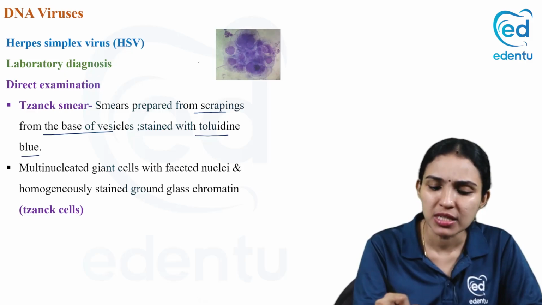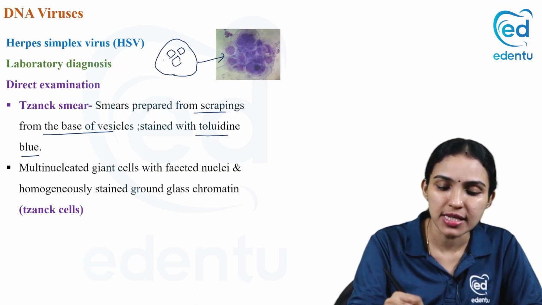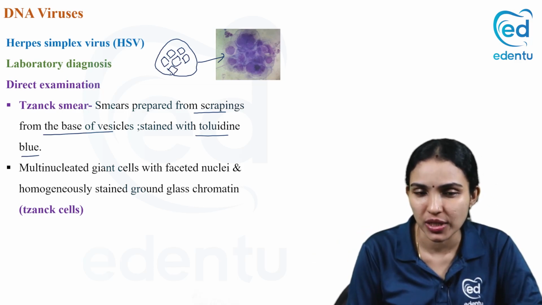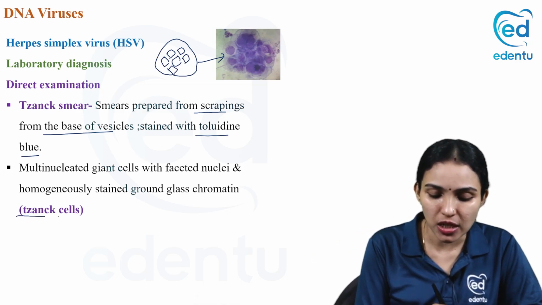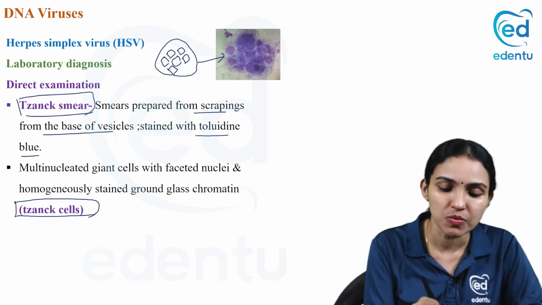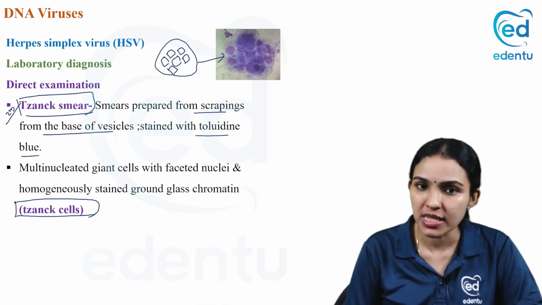And when you examine the smear, it will look like this. You can see this is a large multinucleated cell with faceted nuclei. So you have faceted nuclei, a multinucleated giant cell, you can see here. These cells are called Tzanck cells, and the smear is called Tzanck smear. Tzanck smear is a 2-mark question which can be asked in the exam. So what is a Tzanck smear?